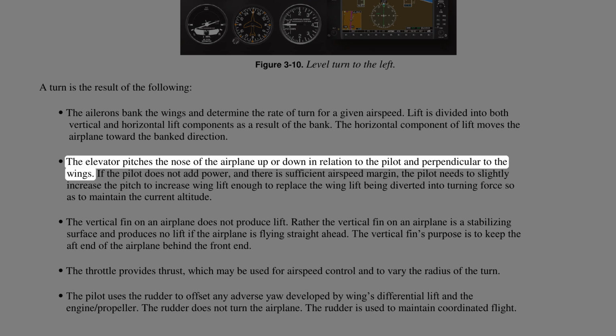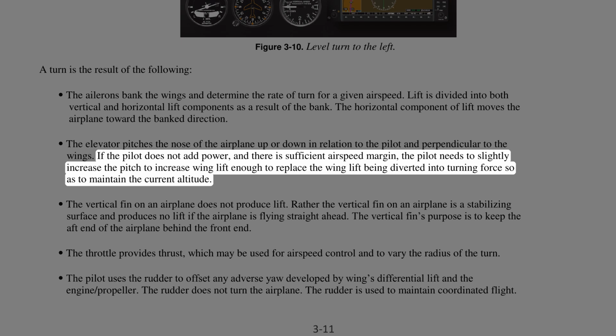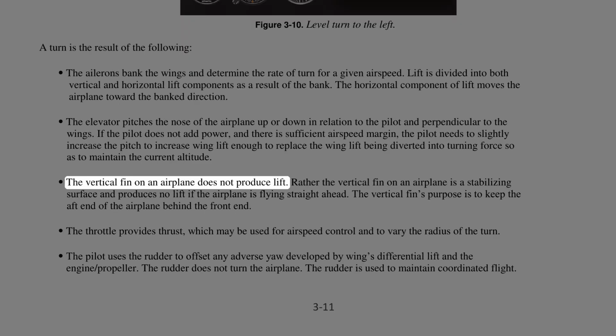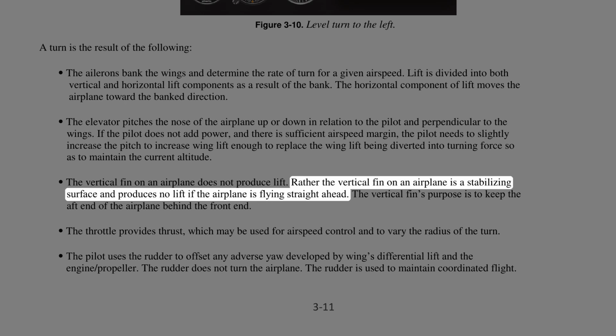The elevator pitches the nose of the airplane up or down in relation to the pilot and perpendicular to the wings. If the pilot does not add power, and there is sufficient airspeed margin, the pilot needs to slightly increase the pitch to increase wing lift enough to replace the wing lift being diverted into turning force so as to maintain the current altitude. The vertical fin on an airplane does not produce lift. Rather, the vertical fin on an airplane is a stabilizing surface and produces no lift if the airplane is flying straight ahead.